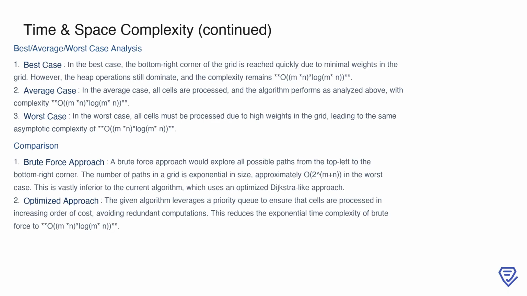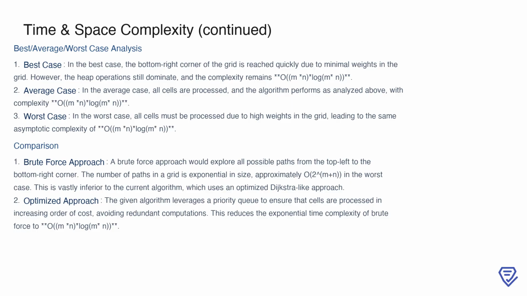Let's break down the best, average, and worst case scenarios for the algorithm. In the best case, the bottom right corner of the grid is reached quickly because the grid weights are minimal. However, even in this scenario, the heap operations still dominate the runtime, making the complexity O(m*n log m*n). In the average case, the algorithm processes all cells, and the time complexity remains the same as analyzed earlier, O(m*n log m*n). Similarly, in the worst case, where all grid cells must be processed due to high weights, the algorithm still adheres to this asymptotic complexity.